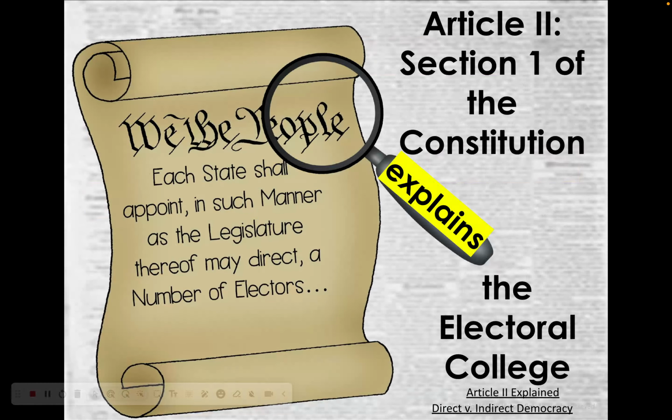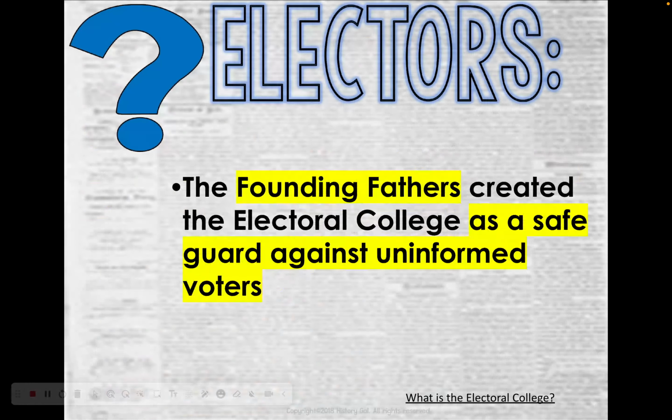This is where the Electoral College is explained in the Constitution. The Founding Fathers, who created the government for our country, thought that the Electoral College would be a safeguard against uninformed voters, because back in the 1780s, if a person lived in Massachusetts, it was hard for them to know about a candidate from South Carolina or Georgia, right? The distance was far, they traveled by horse, and info traveled slowly.